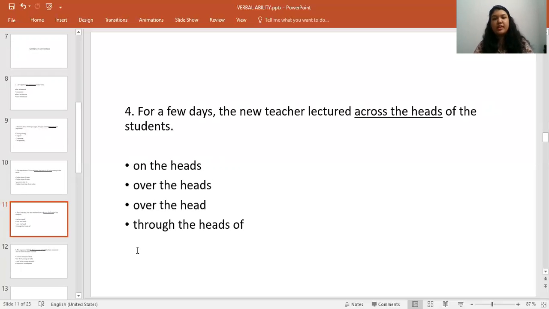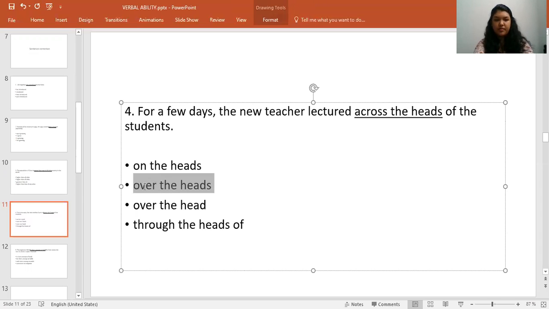So for a few days, the new teacher lectured over the heads of the students. It is to express that there have been a lot of lectures, more than what the students could expect. So that is how the sentence is formed. Now, the correct answer is over the heads, since it's an idiomatic expression.